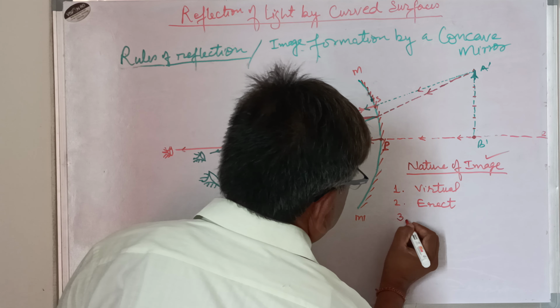So here is the nature of the image. Number one, location: at infinity. Where is the object? At the focus. The object is at focus. So the image's nature: location at infinity. Number two, size as compared to the object: the image is highly enlarged.